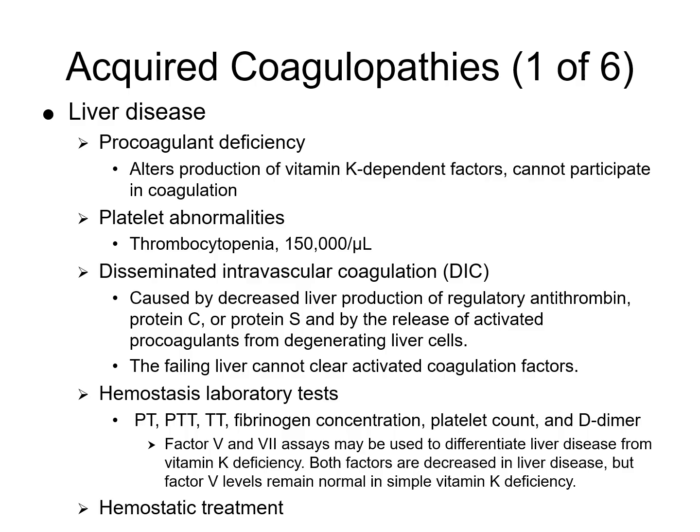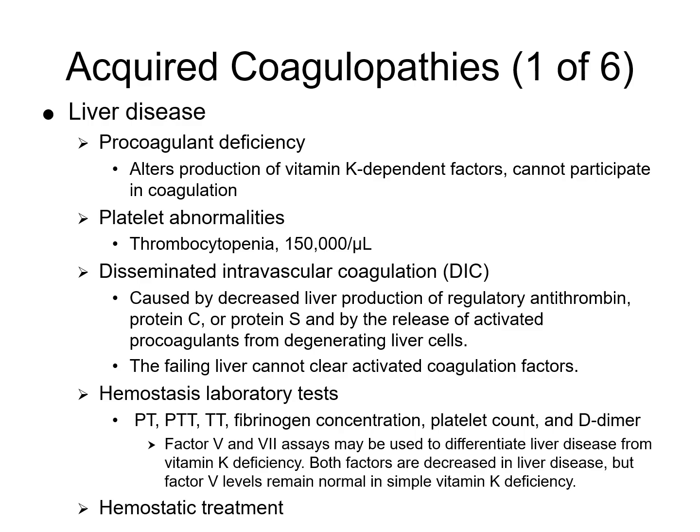Then we also have the vitamin K dependent factors, which are factors 2, 7, 9, and 10, and these are especially affected. So without sufficient clotting factors, the coagulation cascade cannot proceed normally, which would increase the risk of bleeding.